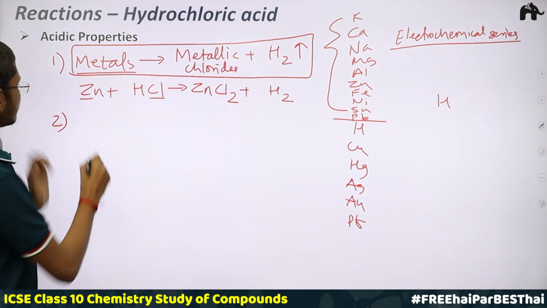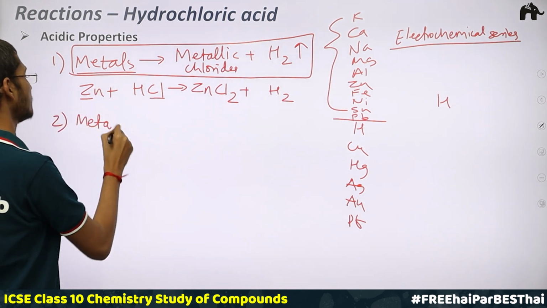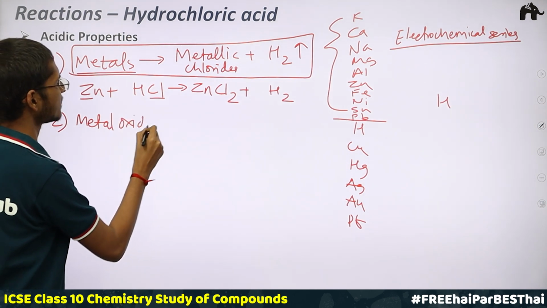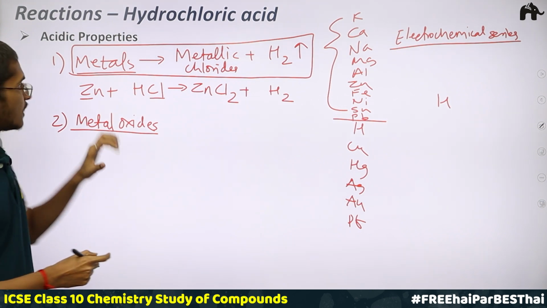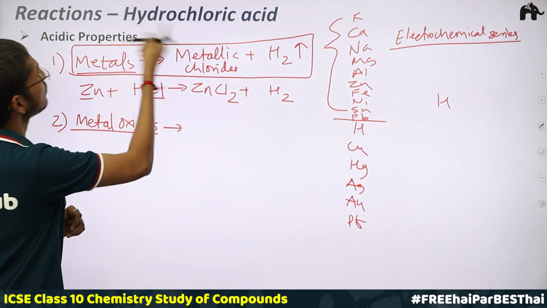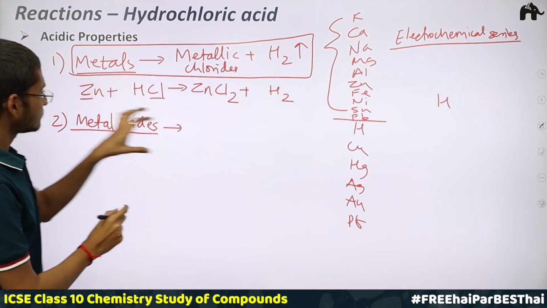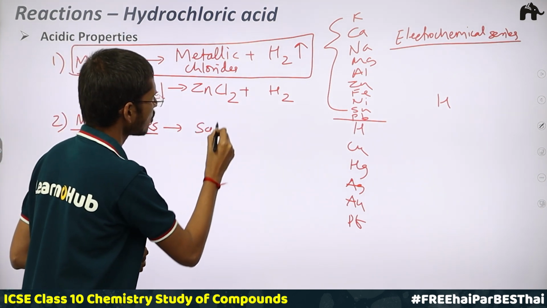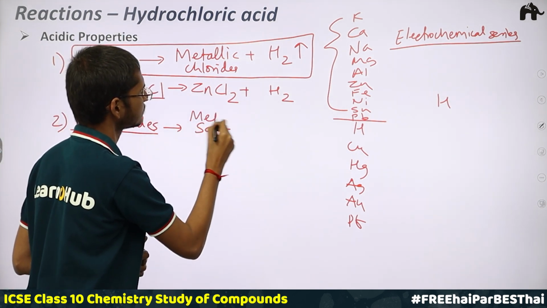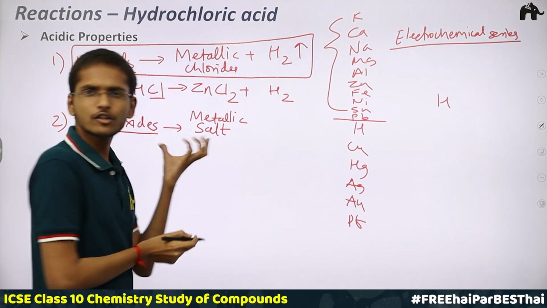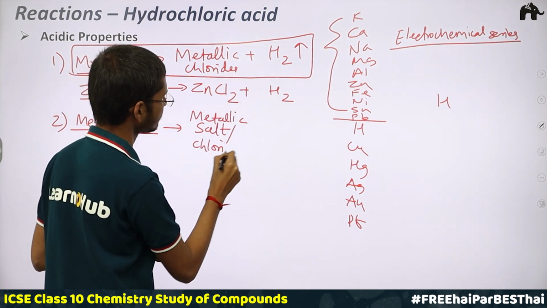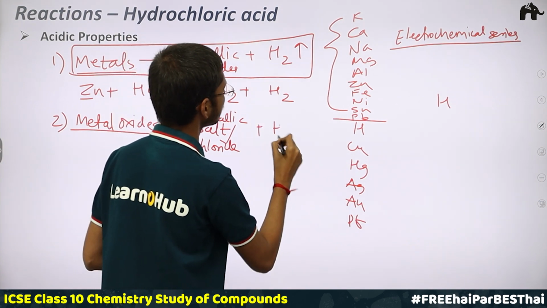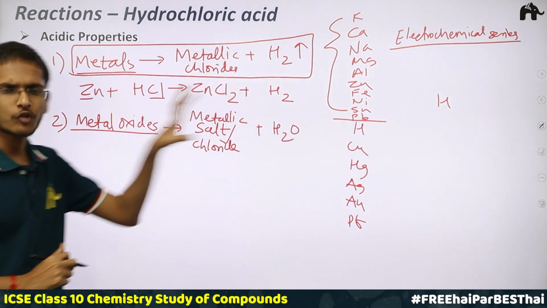First it was metals. Now our HCl would pick up metal oxides. It's not happy with just metals, it needs much more fun, so it would take metal oxides. Now what would happen when our HCl reacts with metal oxides? It would form a metallic salt, which here would be a metallic chloride, and water. Salt and water.